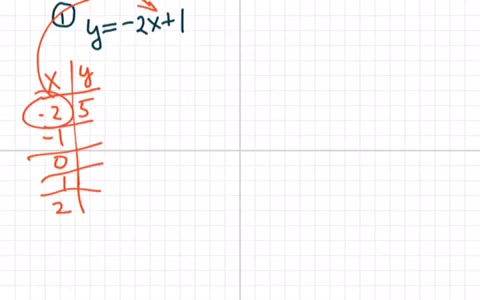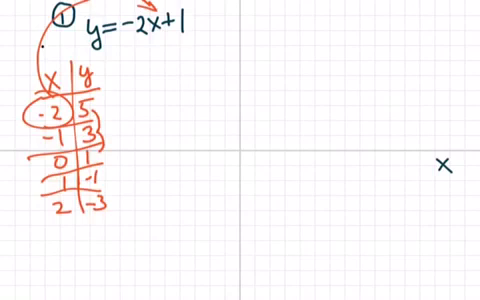Plug -1 in, and you'll get -1 times -2 is +2, plus 1 is 3. Plugging 0 in, you'll get -2 times 0 is 0, plus 1 is 1. We see a pattern 5, 3, 1, so we're always taking away 2, so 1 minus 2 is -1, -1 minus 2 is -3. Now we're going to plot these points on our graph.